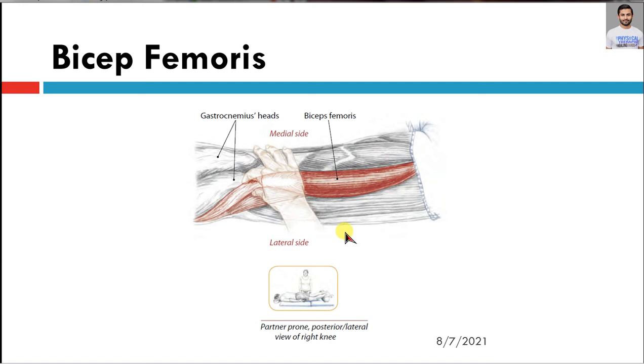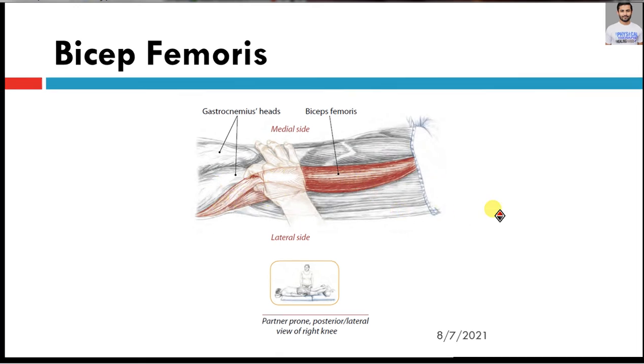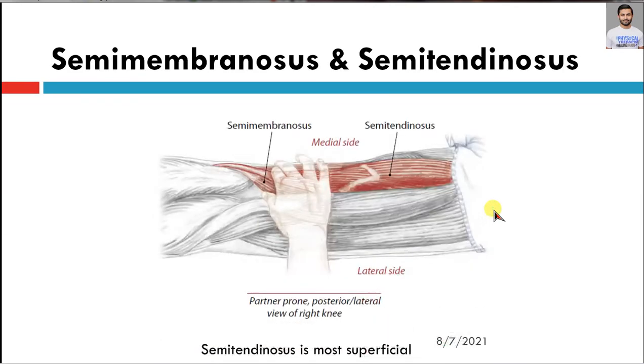Now here you can see the biceps femoris. The biceps femoris is on the lateral side and it has 2 bellies, the long belly and the short belly, or the long head and the short head. Semimembranosus has more bulk and the smallest tendon as compared to the semitendinosus. Semitendinosus has the longest tendon as compared to the semimembranosus.